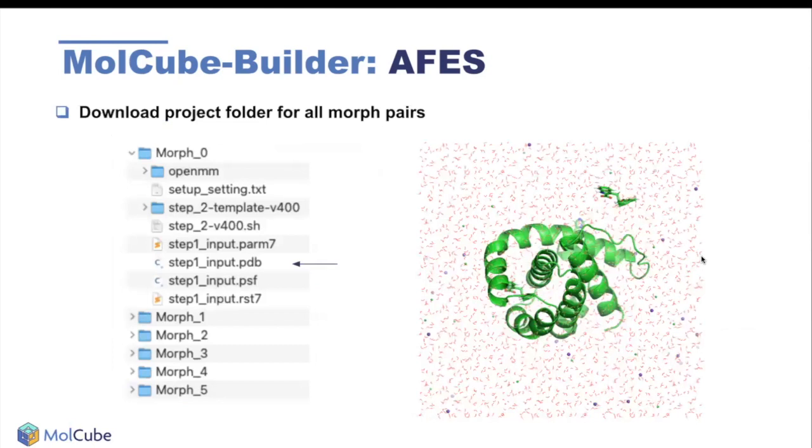In the downloaded project folder, files are organized according to the morph pairs, and we can run AToM calculation for each morph pair separately. If we want to check the structure of the system, we can open Step 1 Import PDB file for visualization. Till this point, we have obtained all necessary files and scripts to run AToM calculations.